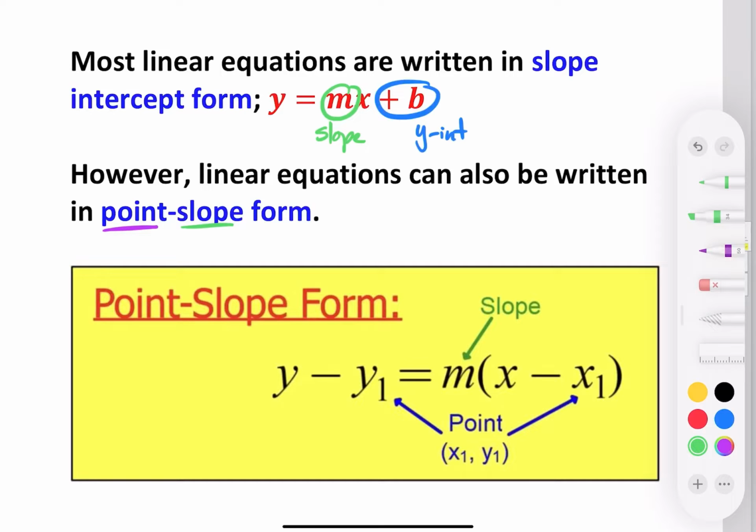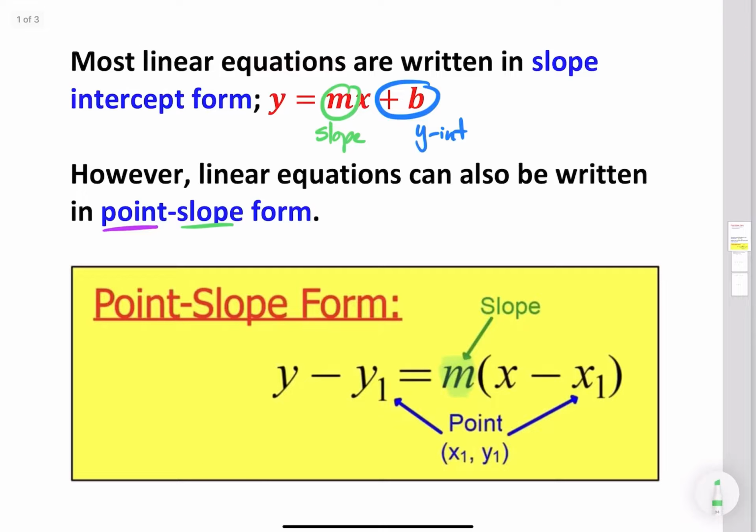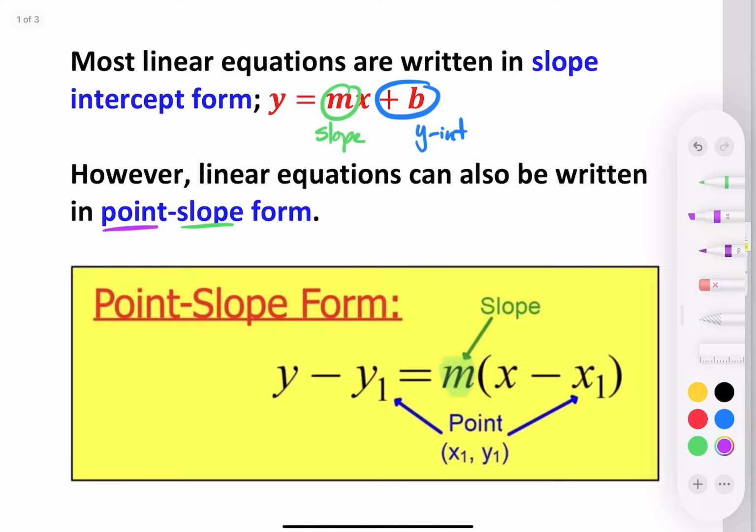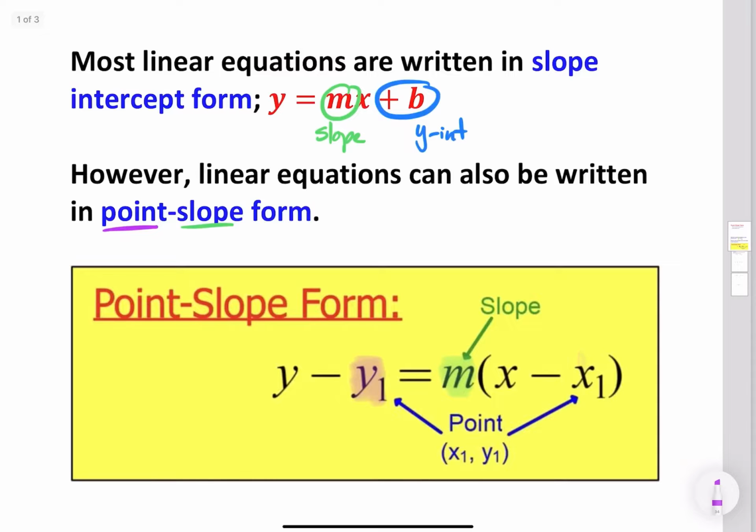We have y minus y1 is equal to m times x minus x1. Well, that m value is once again still our slope. But what we have now is a point. And a point is going to be our x1 and our y1. And we're going to replace these values, the x1 and the y1, with some type of a number given our point. So let's take a look at an example.